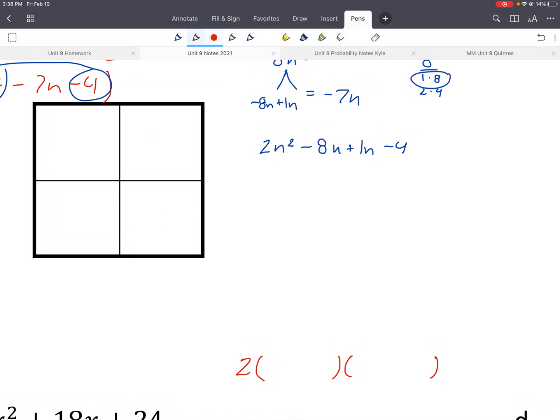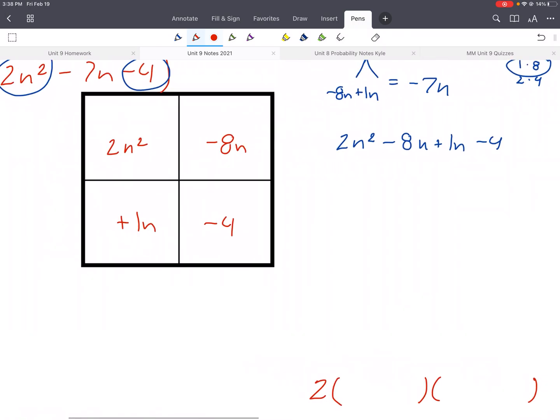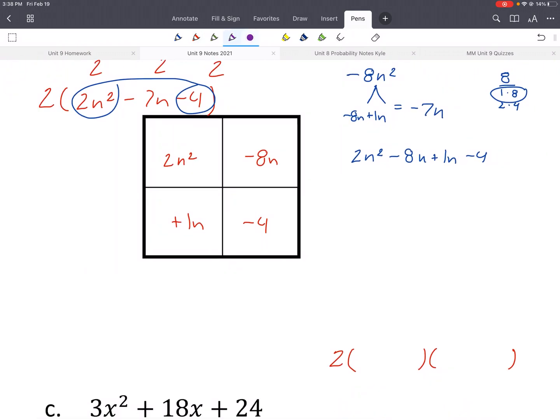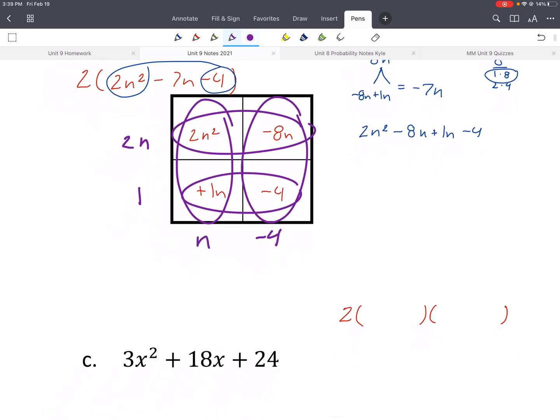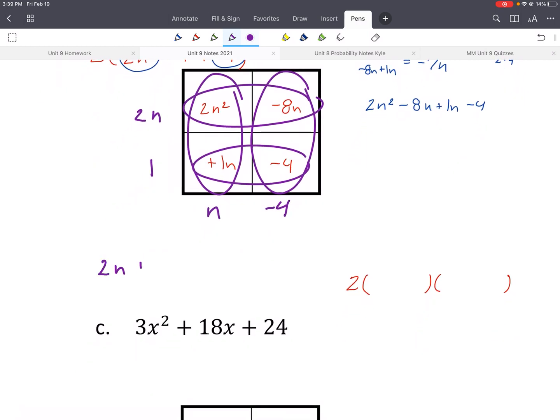All right, so if we do grouping, we can do 2n squared minus 8n plus 1n and a negative 4. So now we look and find those greatest common factors. So for the first row, we could take out a 2 and an n. For this row, we could take out a 1, looks like. For the column, since I don't really have room on the top, I'm going to do it on the bottom. So we could take out a negative 4. And for this, we could take out an n. So those are our 2 parentheses, which will be 2n positive 1 and n minus 4.